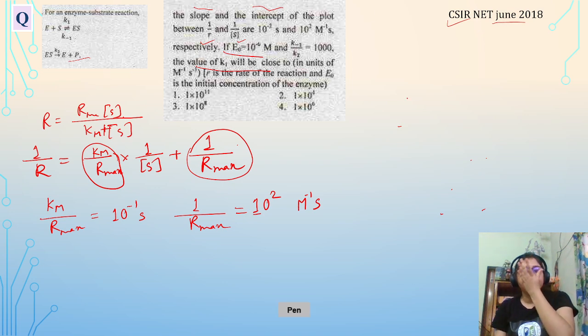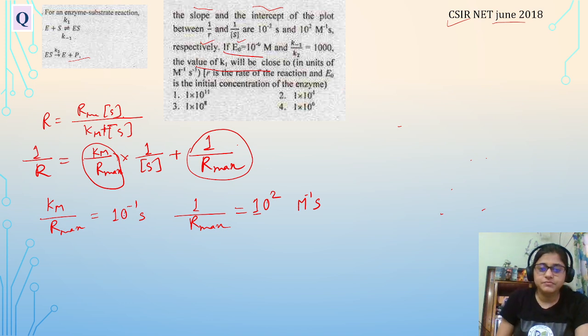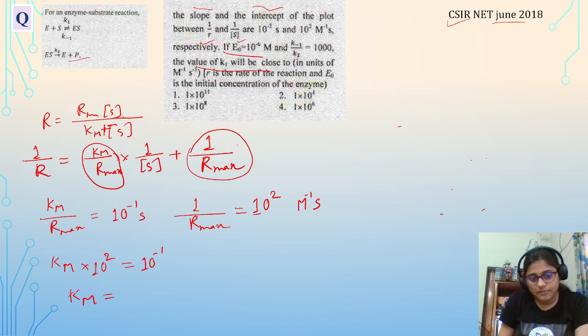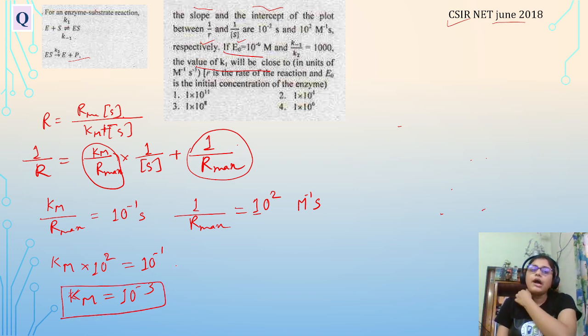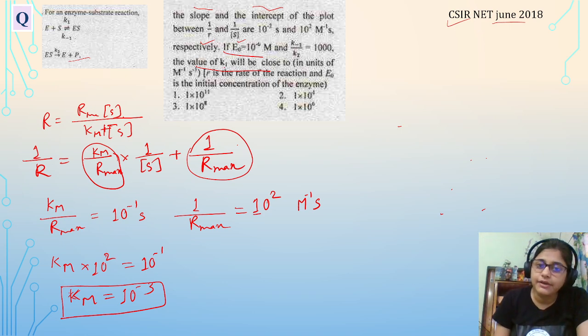Fine. So from here, what I can write: 1 by R max value is given, so I can find out the Km value, because 1 by R max value is 10 to the power 2 and this is 10 to the power minus 1. So Km value will be this by this, so 10 to the power minus 3 will be the Km value. Now we should have the K1 value here.